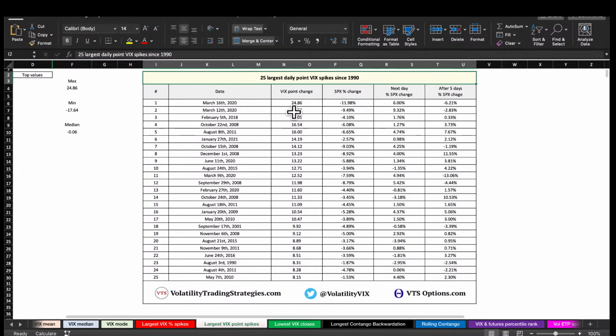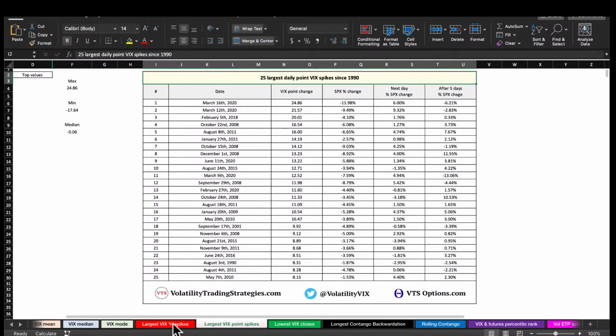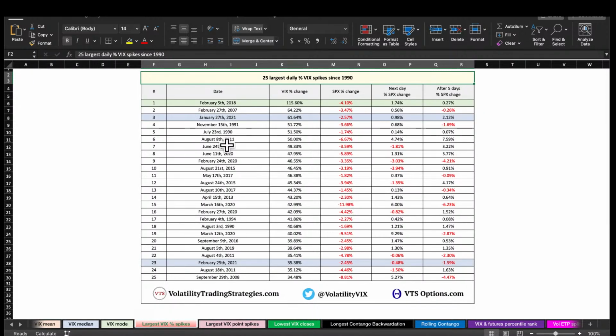We can do the same thing. We can just do the largest point moves. There are a couple of differences between these two lists to notice. The first one is, if we glance at some of these dates on the percent changes, a lot of them pop out in our memory as ones that we should remember, right?